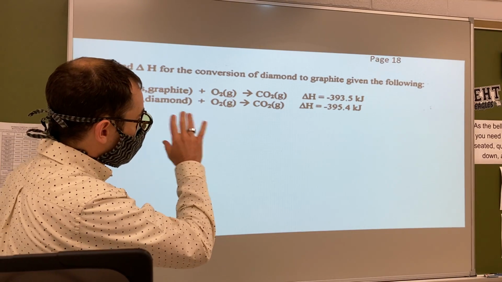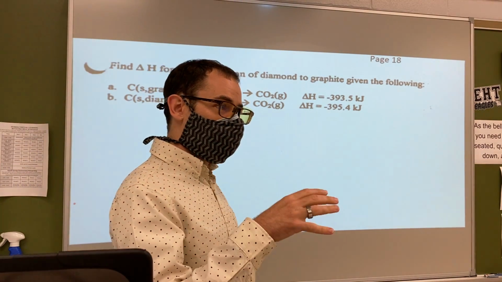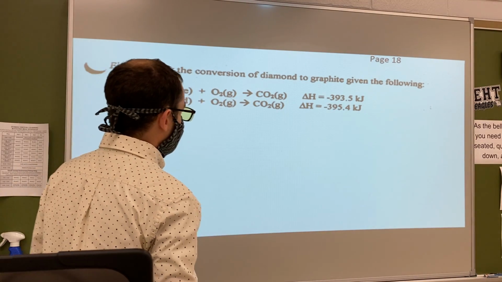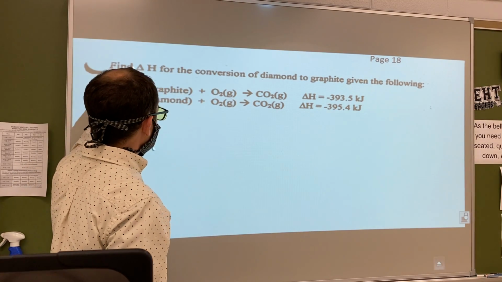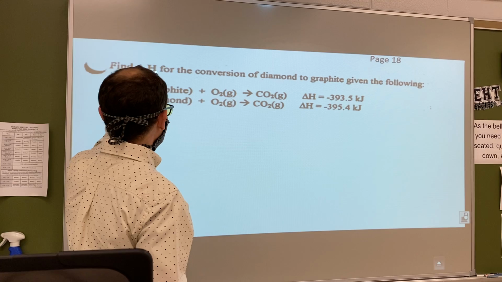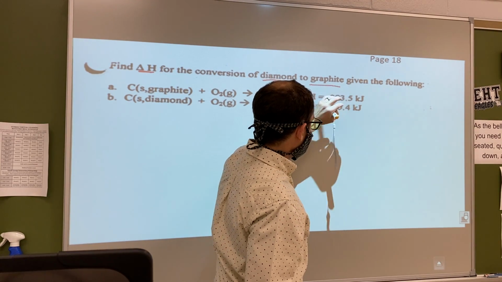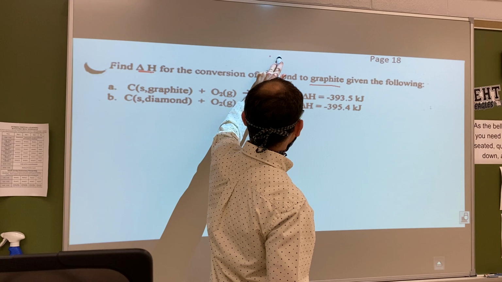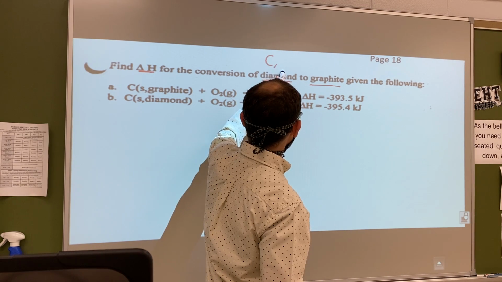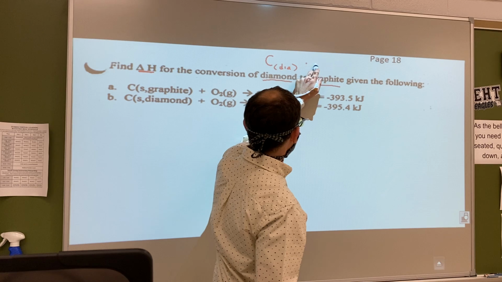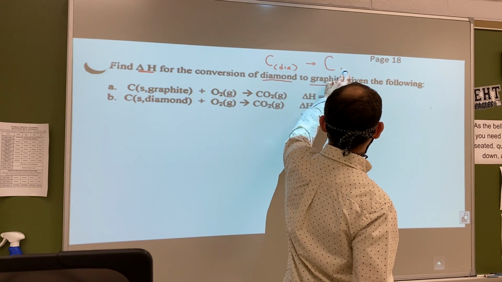Now, the interesting thing with these problems, and I said before that they're kind of like little puzzles, is they tell you what the answer is. So it says find the change in delta H for the conversion of diamond to graphite. That's the answer. That means they want you to make an equation that looks like C diamond going to C graphite.